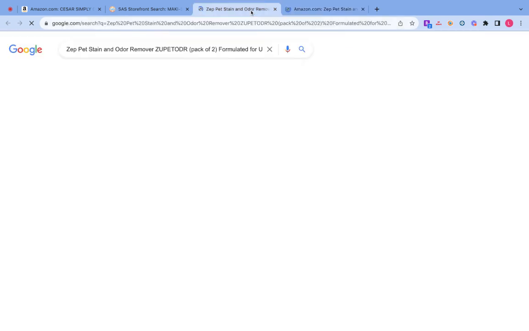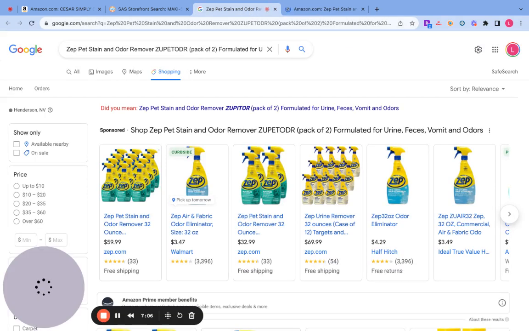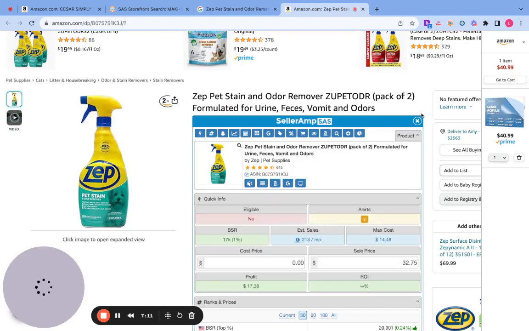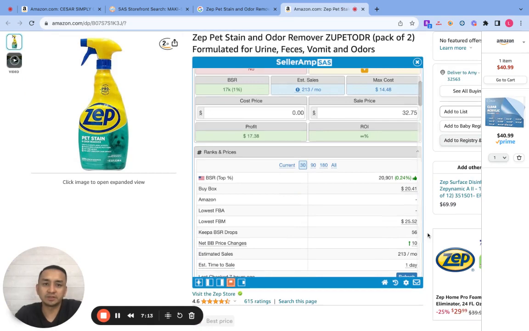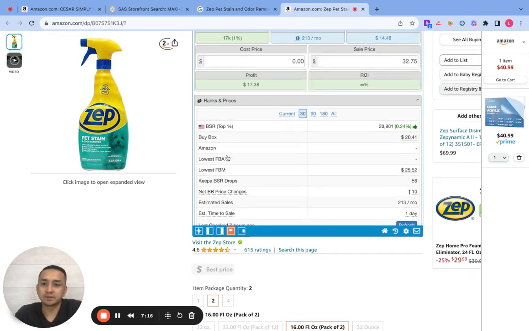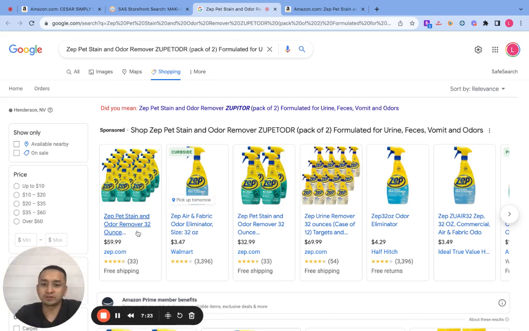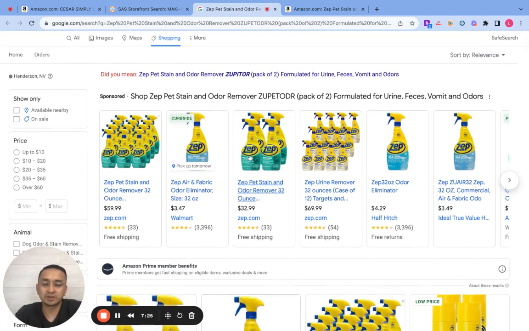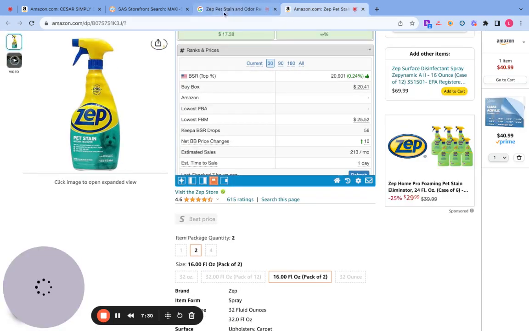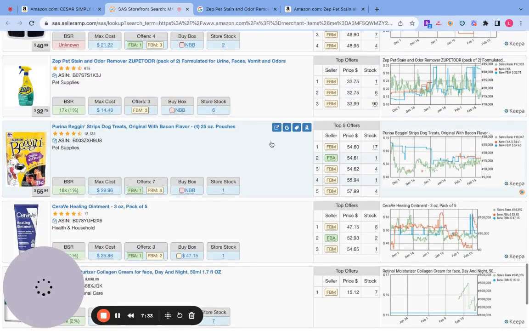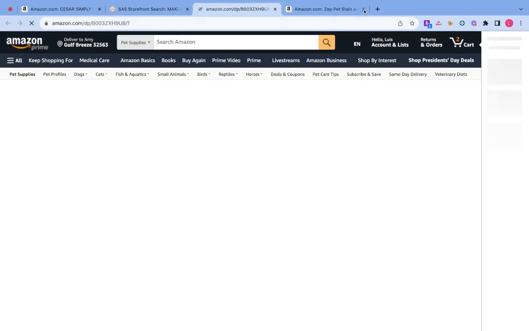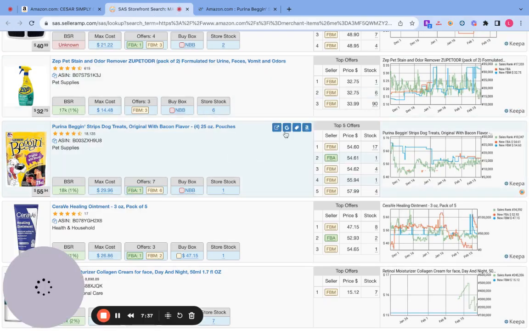This one's a pack of 2. Interesting. This one. Okay, this one is 32 ounces. Oh, man. So this one is a pack of 2, 16 ounces, right? This one's 32 ounce. Okay, this is interesting. Yeah, I'll skip this one. Next one.